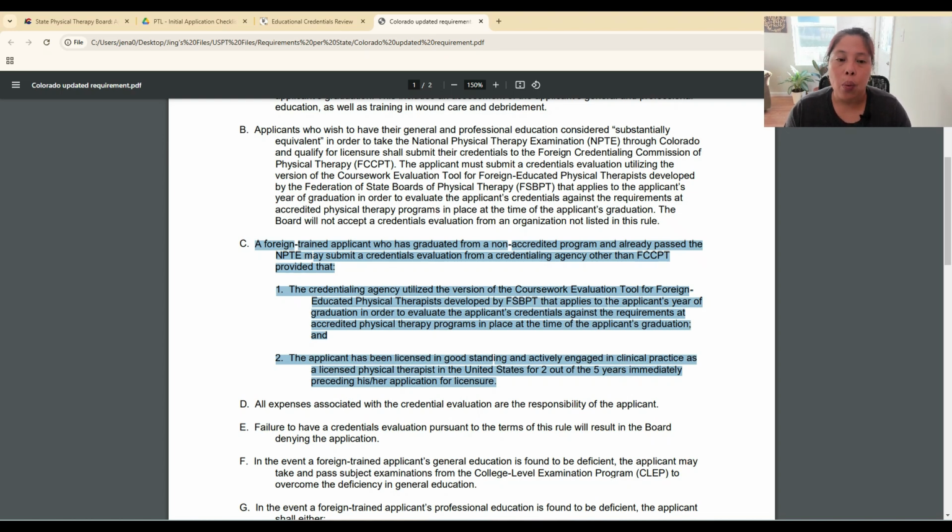Okay, so these are the ones who already passed the NPTE, provided that the credentialing agency utilizes a version of the coursework evaluation tool for foreign educated physical therapists developed by FSBPT that applies to the applicant's year of graduation in order to evaluate the applicant's credentials against the requirements at accredited physical therapy programs in place at the time of the applicant's graduation, and the applicant has been licensed in good standing and actively engaged in clinical practice as a licensed physical therapist in the United States for 2 out of the 5 years immediately preceding his or her application for licensure.